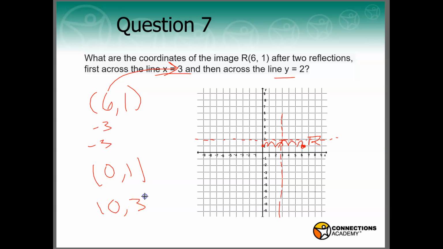0 and 3. Now, as you can see, why I've done this is that because I first took my reflection over the x-axis, only moving my x value, then over the y-axis, moving only my y value, to get my final new point at 0 and 3.